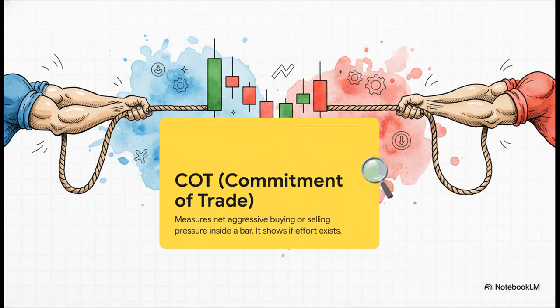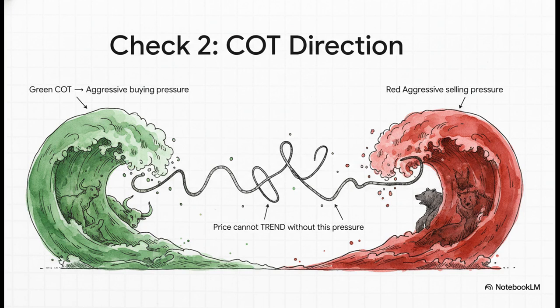So check number 2 brings us to something called COT, which stands for commitment of trade. The easiest way to think about this is that it measures the amount of effort each side is putting in. Is one side, the buyers or the sellers, working way harder than the other to push the price around? And here's what we're looking for. It's pretty straightforward. A green COT bar, that tells you aggressive buyers are showing up and pushing hard. A red one, that means aggressive sellers are taking the reins.